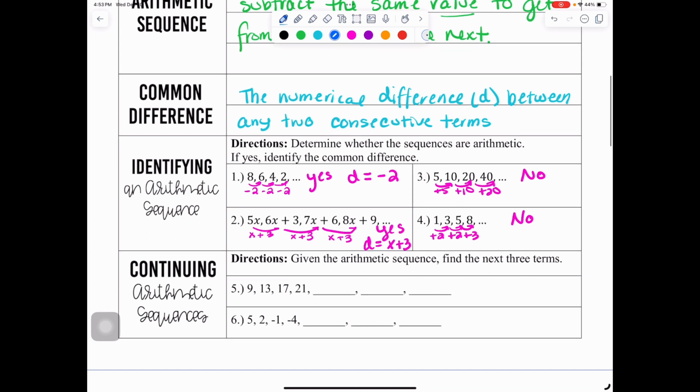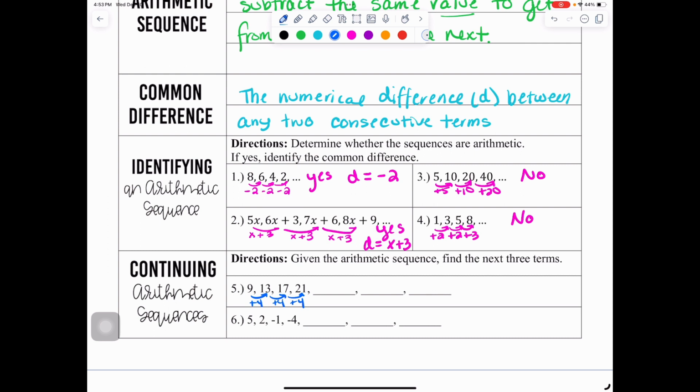In the next section, continuing the arithmetic sequences. So the directions are, given the arithmetic sequence, find the next 3 terms. So we're going to identify the pattern first. From 9 to 13 would be adding 4. From 13 to 17 is adding 4. From 17 to 21, it's adding 4. So every single time we added 4.